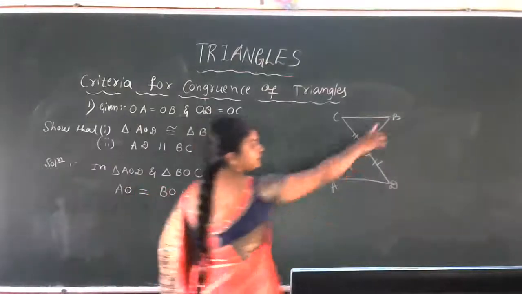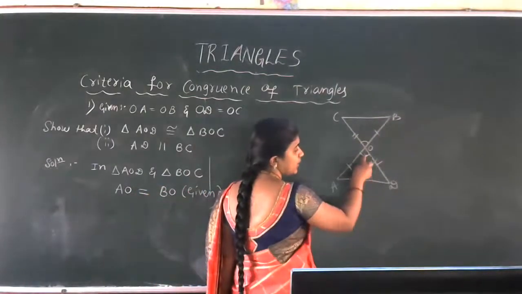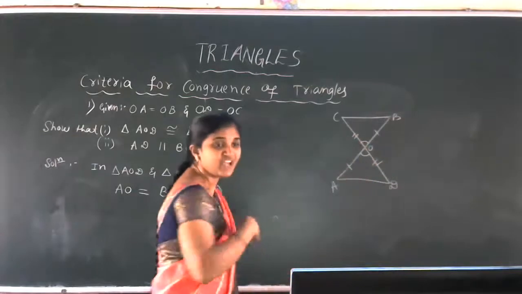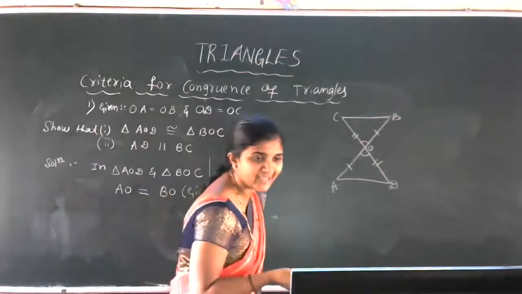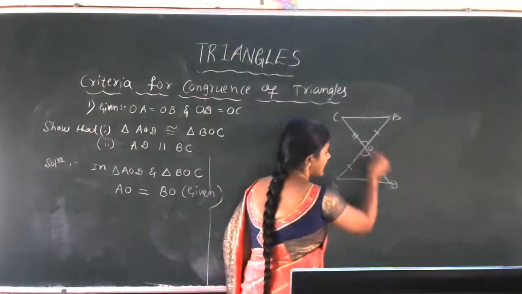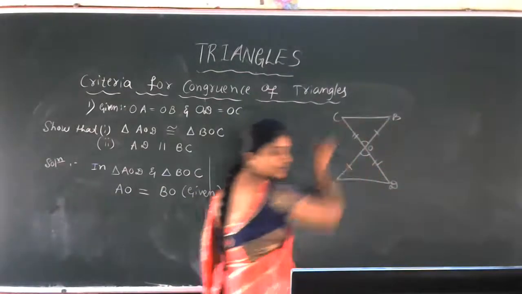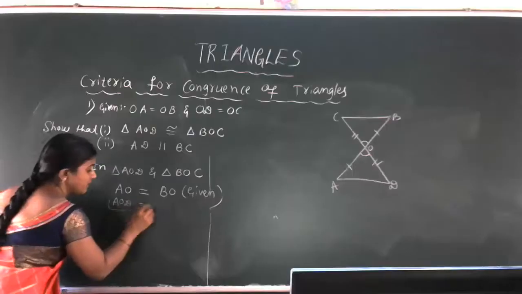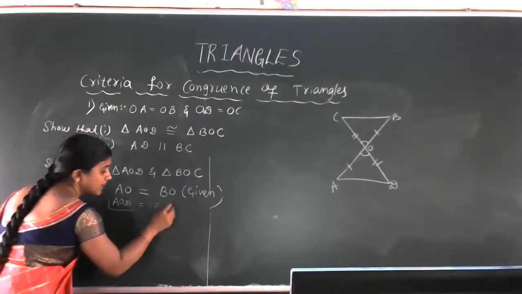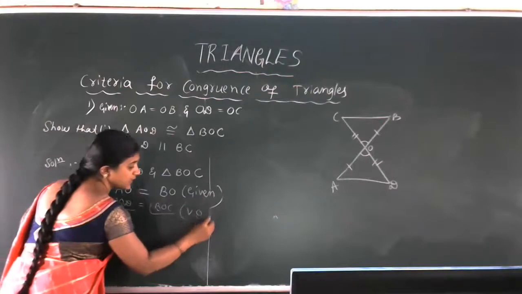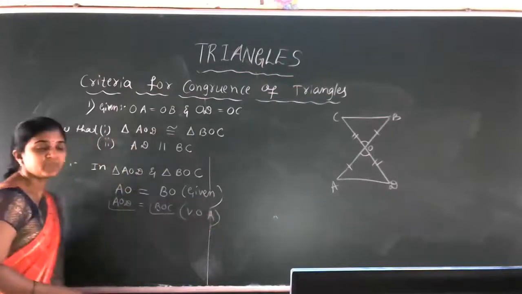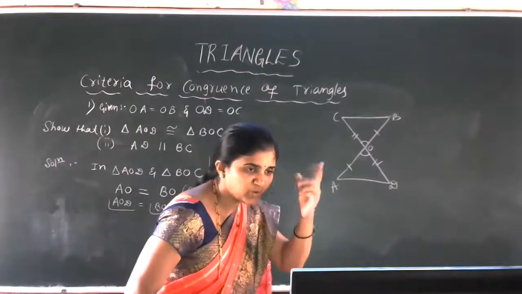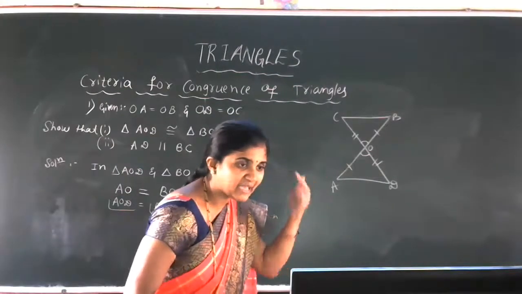Now, from the figure, it is clear that vertically opposite angles are equal. When two lines intersect each other, we can observe vertically opposite angles. That is, angle AOD is equal to angle BOC. The reason is vertically opposite angles. Is that clear? Side over, angle over.